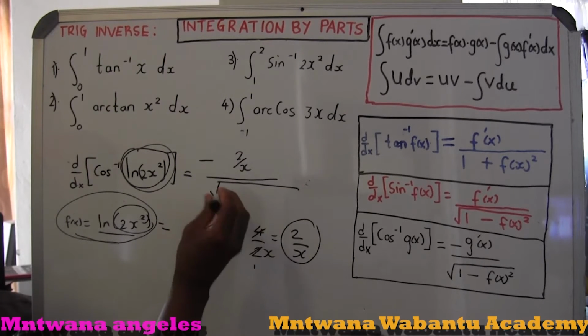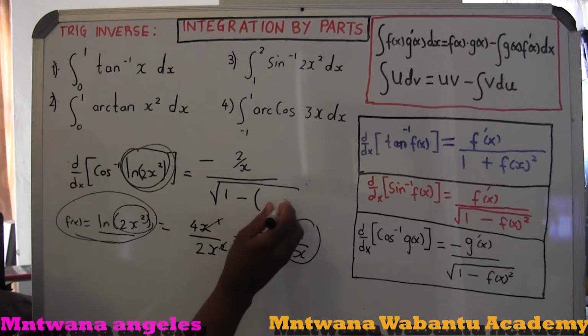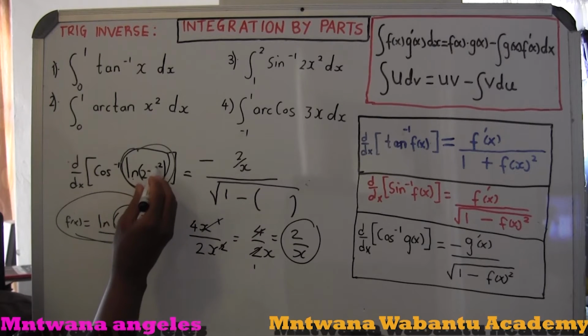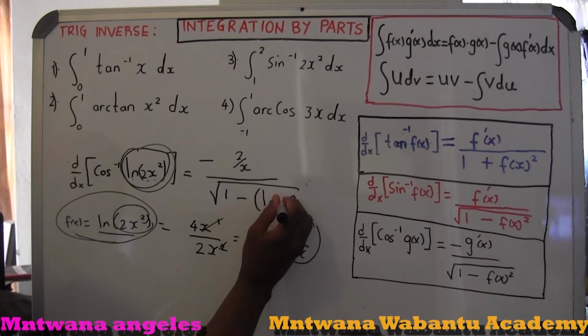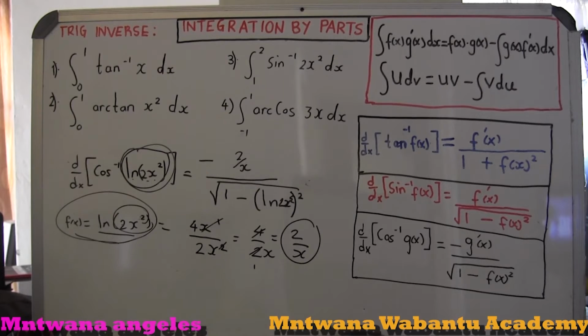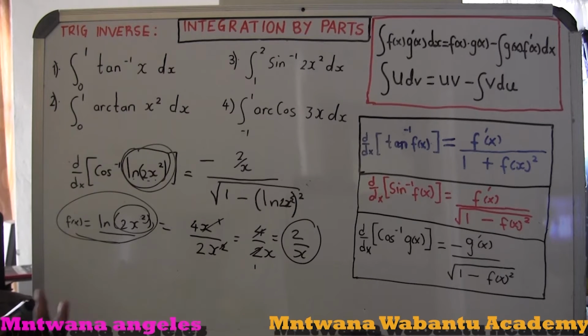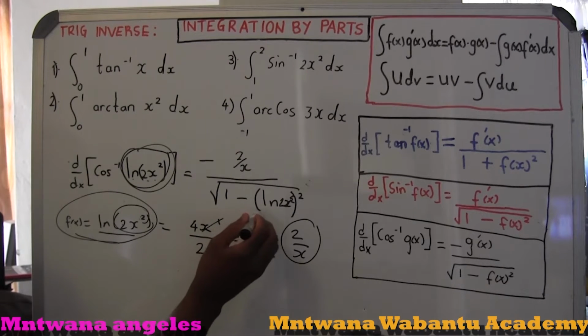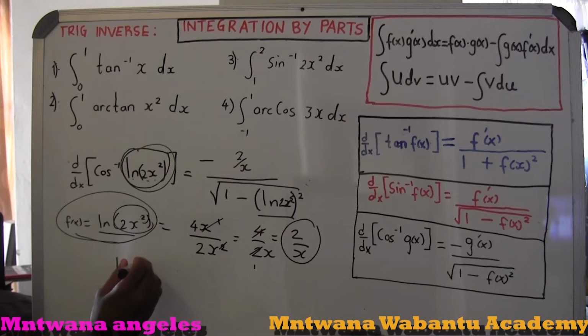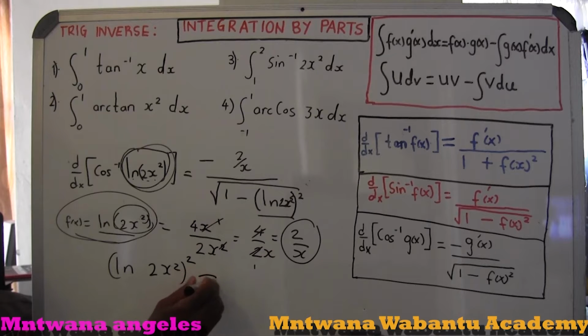I'm saying square root, and then you say 1 minus the square of your function. What is the function? ln 2x, squared. So ln 2x, and then this square, and then what you have to do, you have to square also outside. You know what I'm saying? So you can leave the way it is. Do not say that ln 2x squared is not equal.